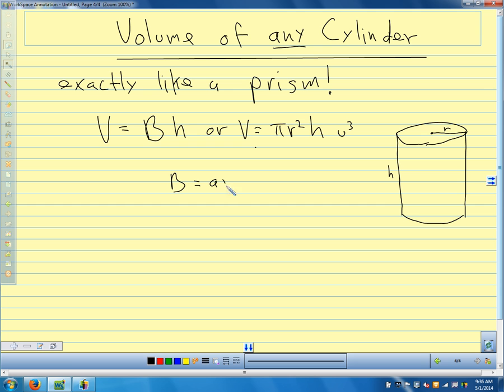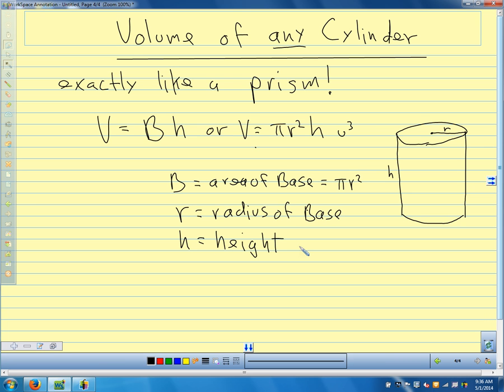So let's say B equals the area of the base, which is equal to pi r squared. R equals the radius of the base, and h equals the height. So because our base is a circle, the area of our base for a cylinder is always pi r squared. That makes working with cylinders a little easier because the area of our base is always just pi r squared.